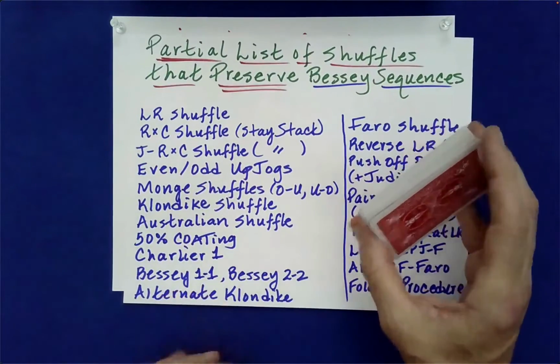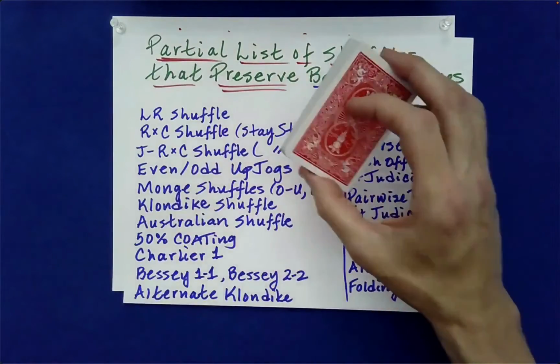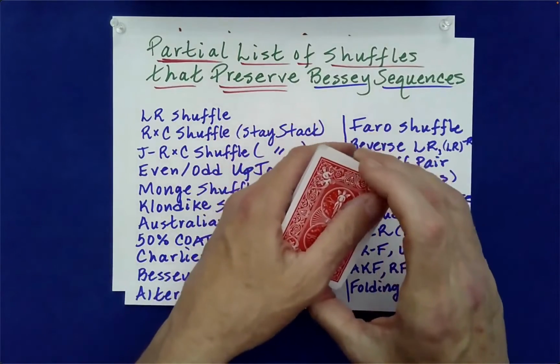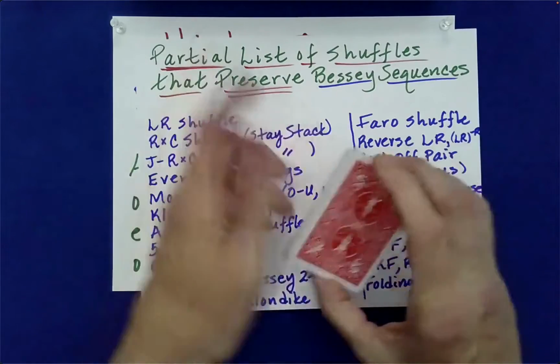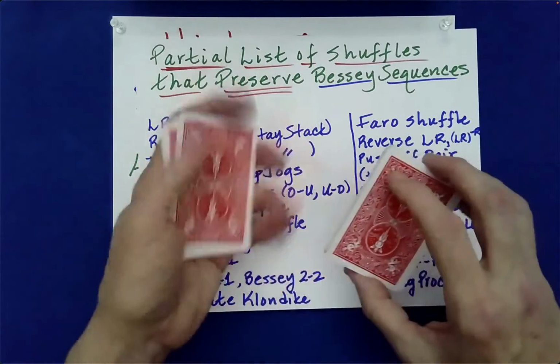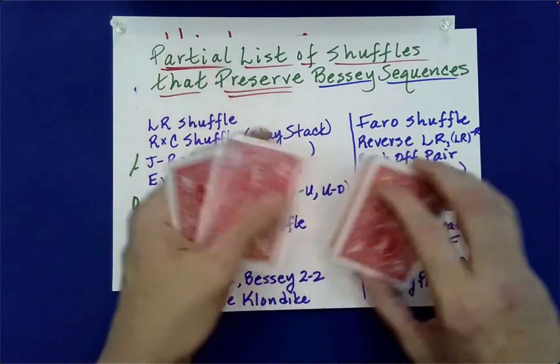We can also do a Bessey 2-2, and that's a fun one as well. This is where you take top 2, then 2 from the bottom, 2 from the top, 2 from the bottom, 2 from the top, 2 from the bottom.